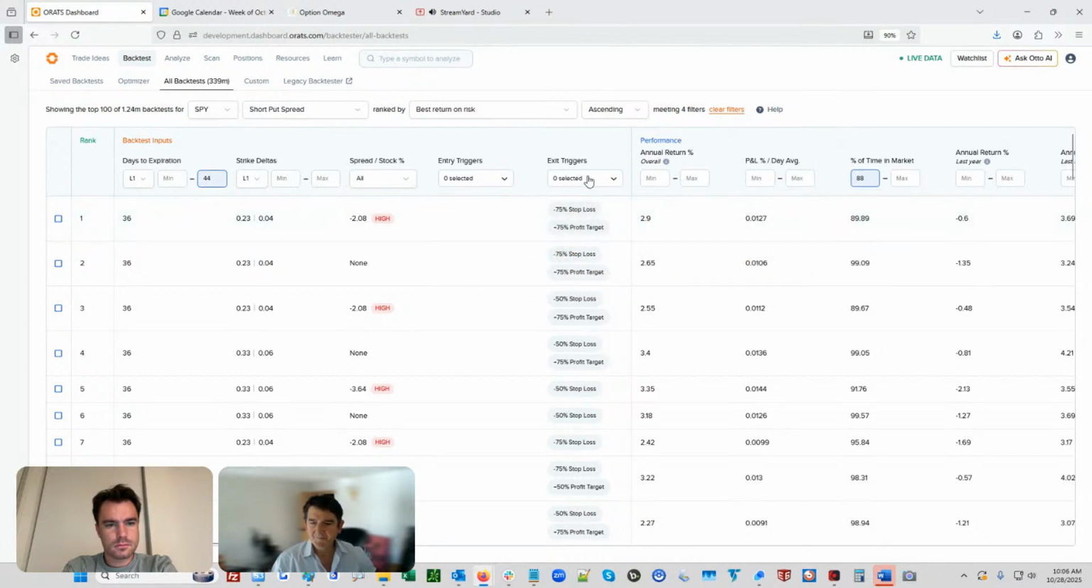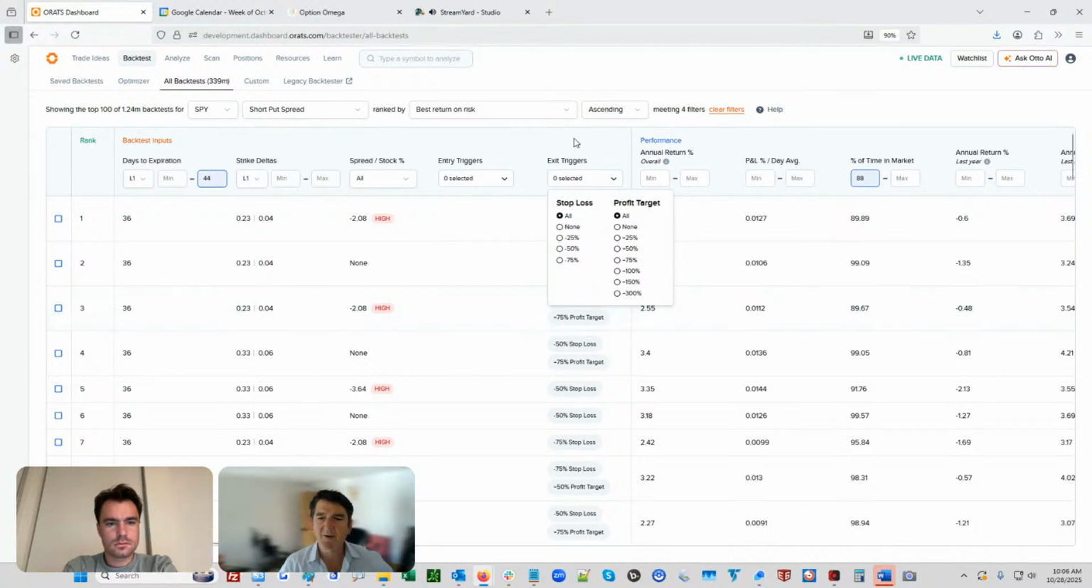And then the exit trigger. So we have a lot of exit triggers. You could choose none, but the best ones have come up here.